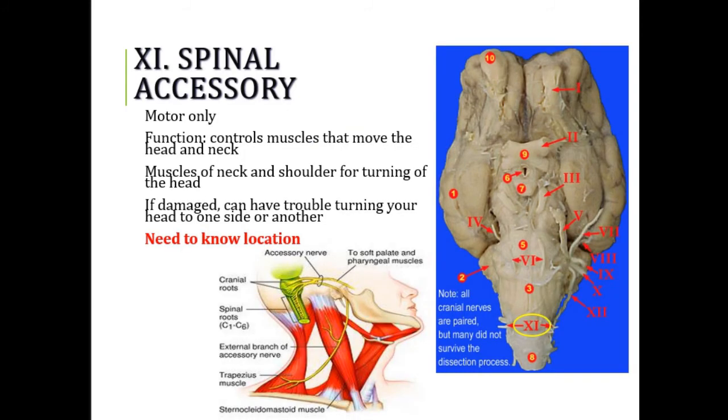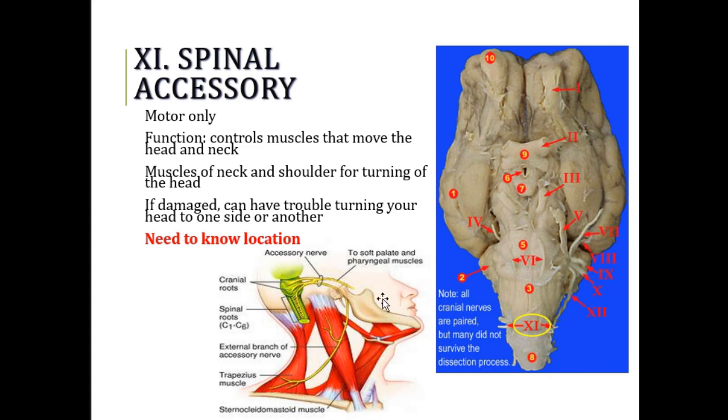Now we have the spinal accessory nerve. This is a motor-only nerve, and it controls muscles that move in the head and the neck. So muscles of the neck and shoulder for turning of the head, and if it's damaged, then you can have trouble turning your head from side to side.